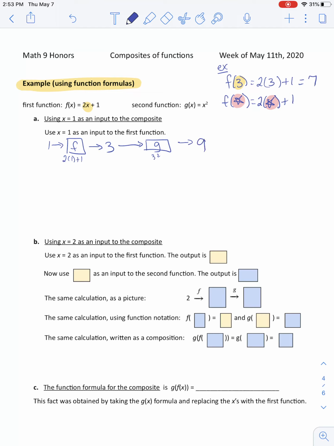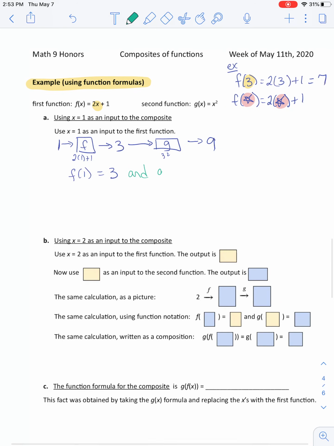That's the composite function, where you're putting 1 into one function, the output goes into the next function, and then you get another output. So using function notation, I can say that f of 1 equals 3. And now this is a second function, g of 3 equals 9.